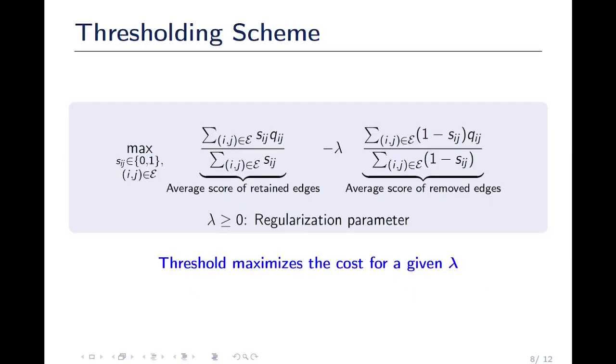Now how to select a threshold? Here, our aim is to maximize the average score of retained edges while penalizing for the average score of removed edges. Here, lambda acts as a regularization parameter which has one-to-one equivalence with the threshold.